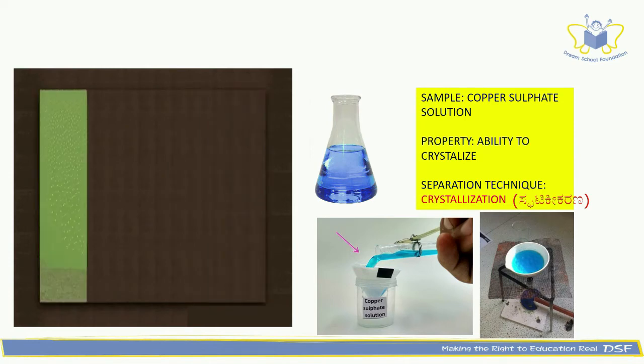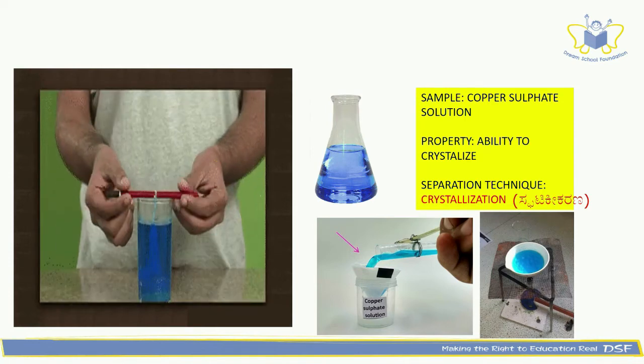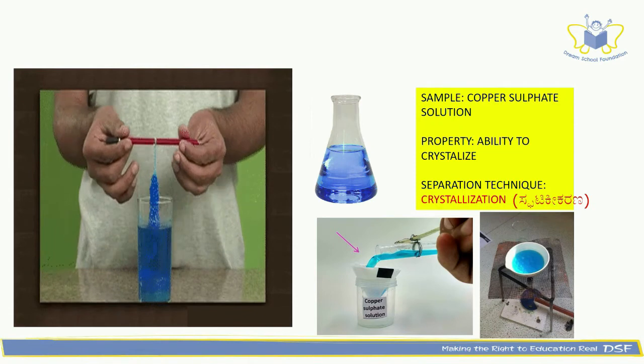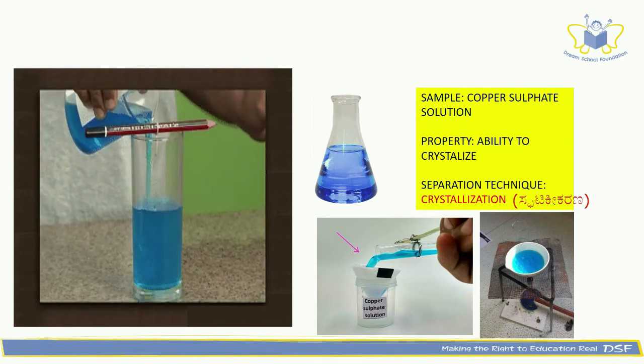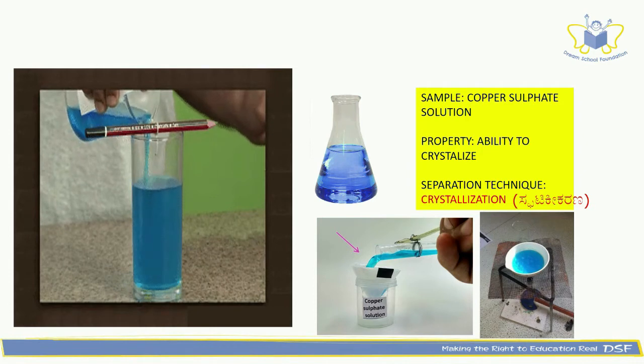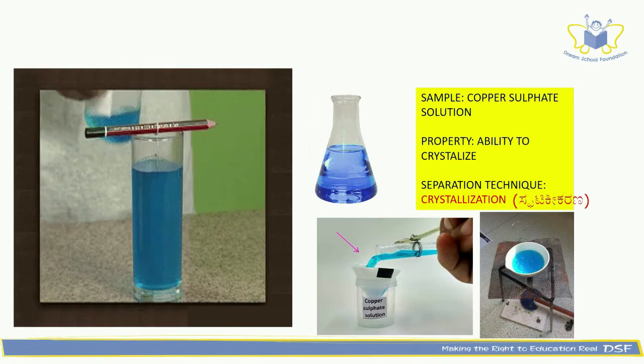In a crystalline solid, the particles of the solids are arranged in an orderly lattice. That is, they are arranged in a definite repeating pattern. Sugar and salt are crystalline, whereas glass or wax are not.